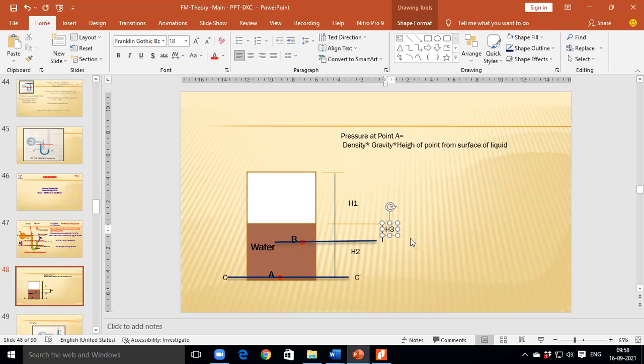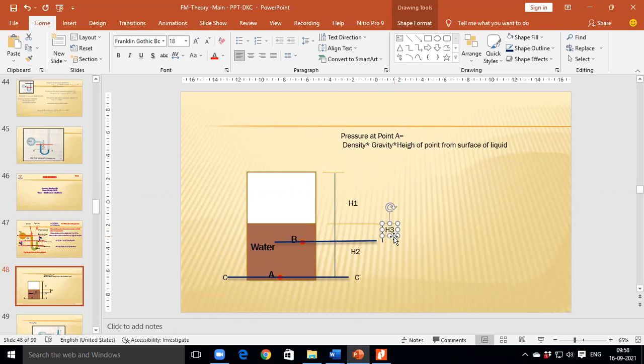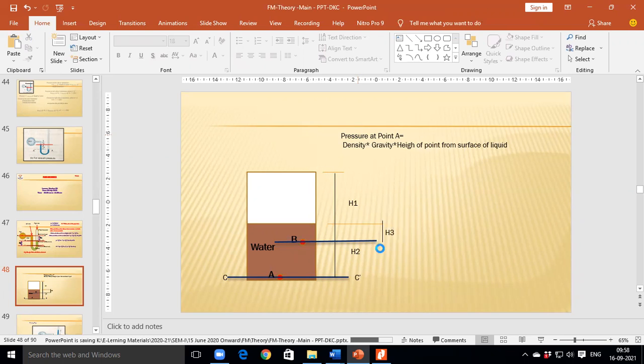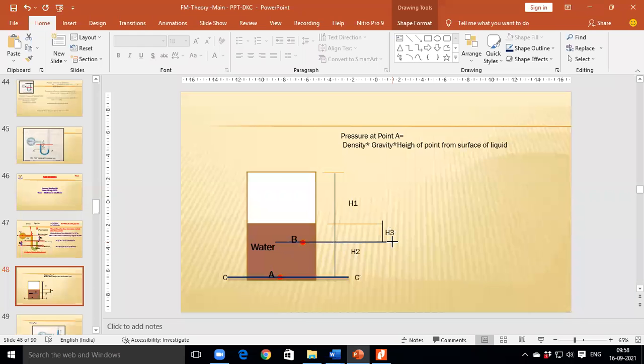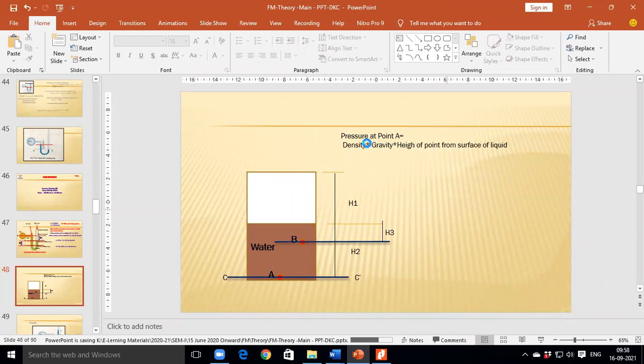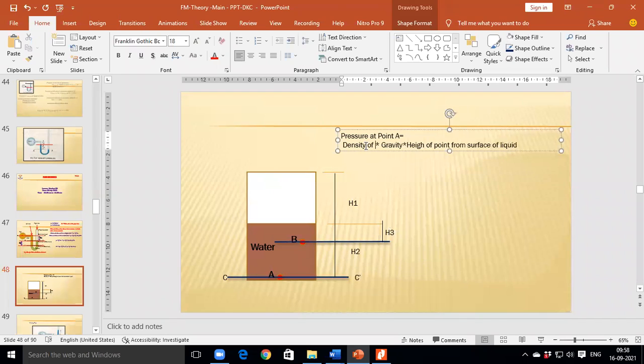H1, H2, H3. Okay, as per this formula is considered. Which formula? Pressure at point A is represented by the formula: density into gravity into height of point from surface of liquid. Density means density of liquid.